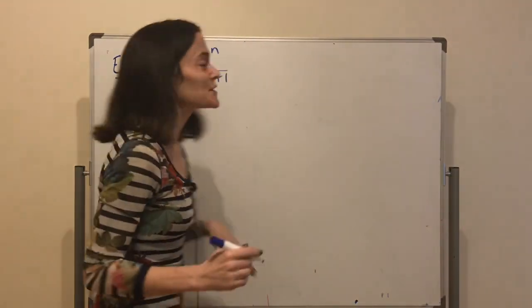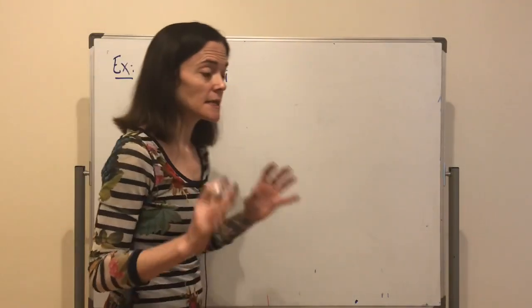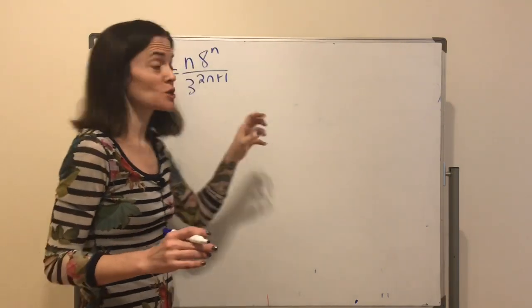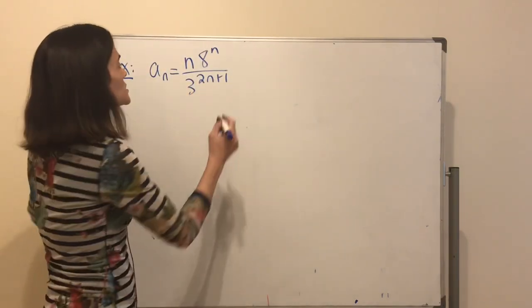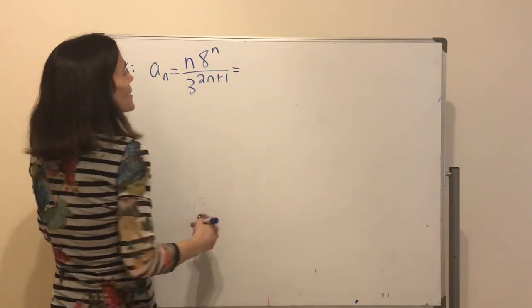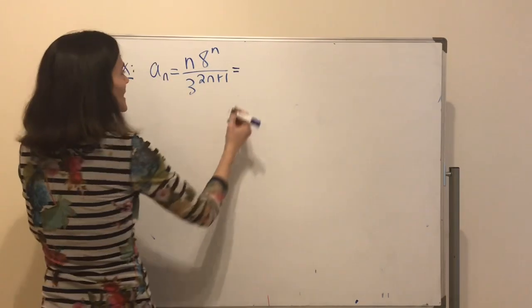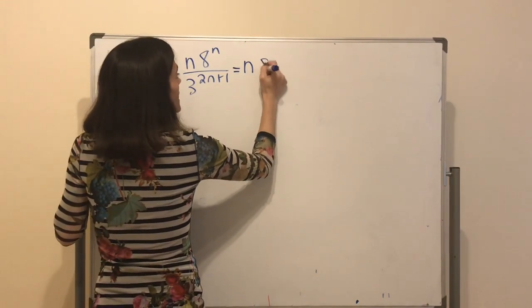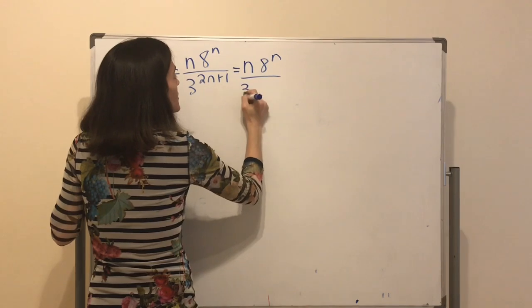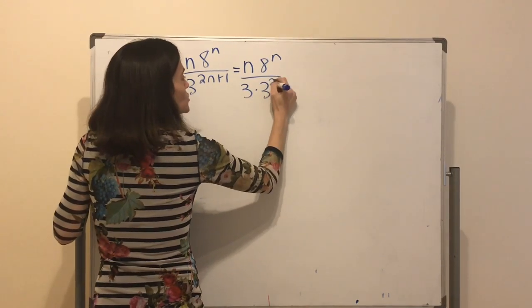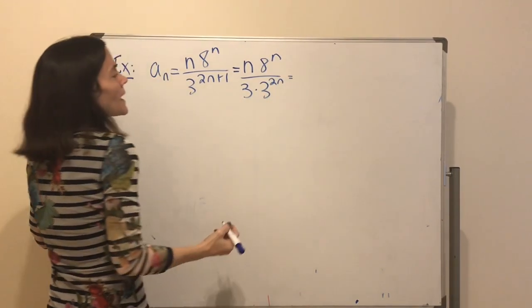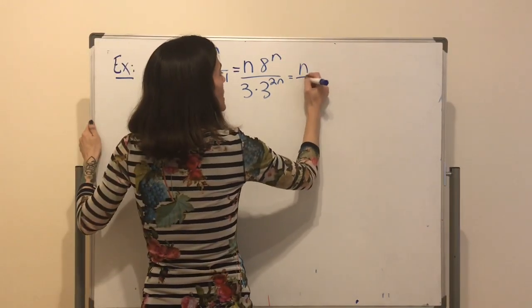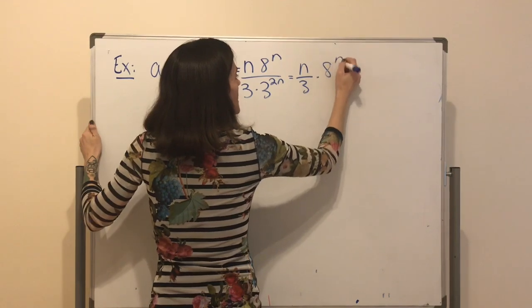Well, let's do some algebra here to try to see the right base for the exponential, because here we see a 3 to the 2n plus 1. So let's do some algebra, then we will be able to see what's happening. We have n. And then here, if I pull out a 3, I'll leave the numerator alone. If I pull out a 3, I have a 3 to the 2n, okay? And then this is n over 3. We still have 8 to the n.